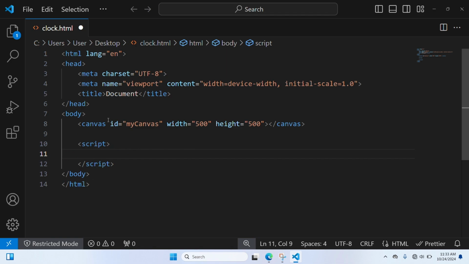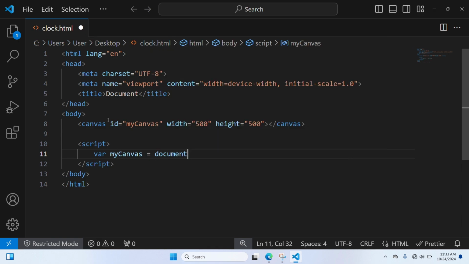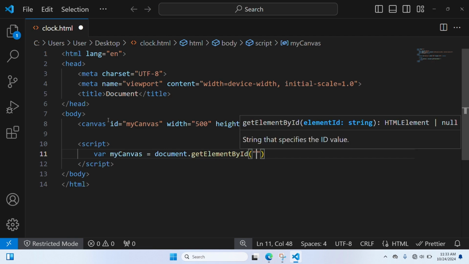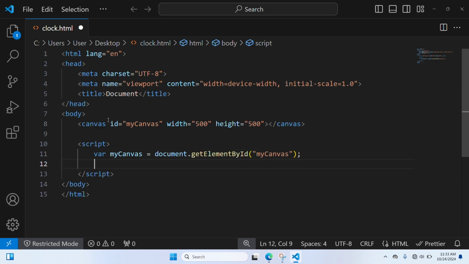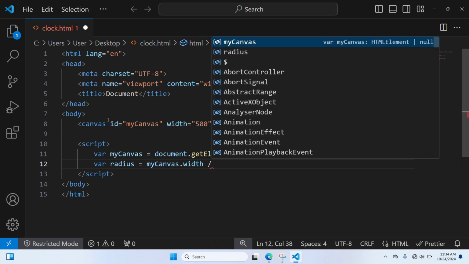In this script, we will access our canvas element by getElementById. So let's access document.getElementById, and the ID will be myCanvas. After that, we will create one more variable, radius, and we will store our radius. The radius will be equal to half of the width of my canvas, or half of the height of my canvas. I am writing half of width divided by 2.